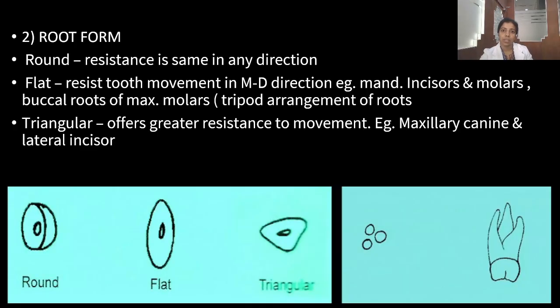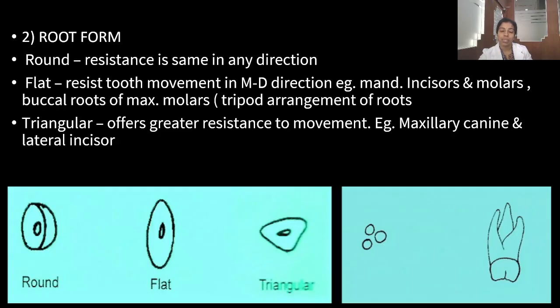Next factor which affects anchorage within the root is the root form. Root form means the shape of the root. When we take the cross section, the root may be in different shapes. It may be round, it may be flat or triangular. So according to the form or shape of the root, the anchorage offered by the tooth can change.